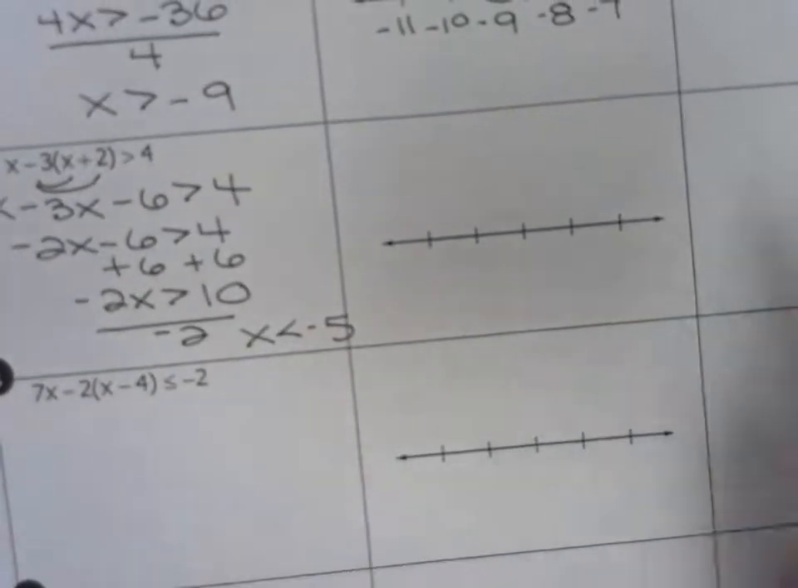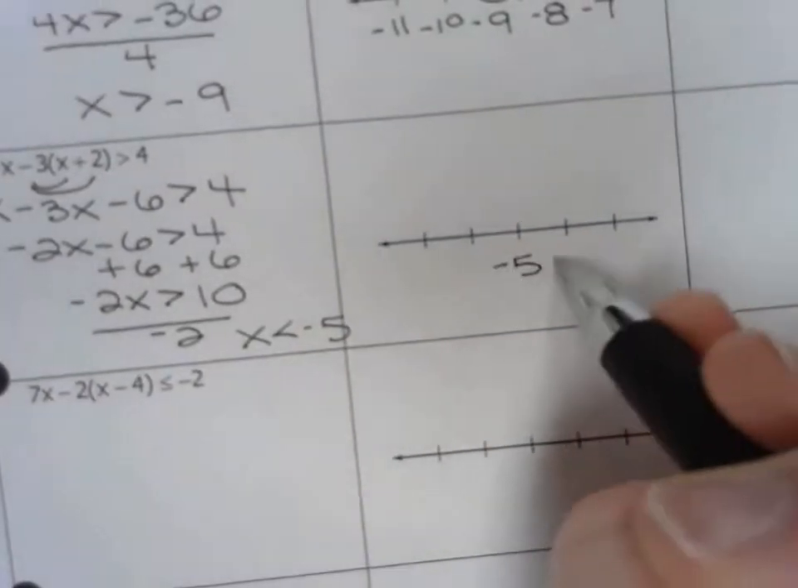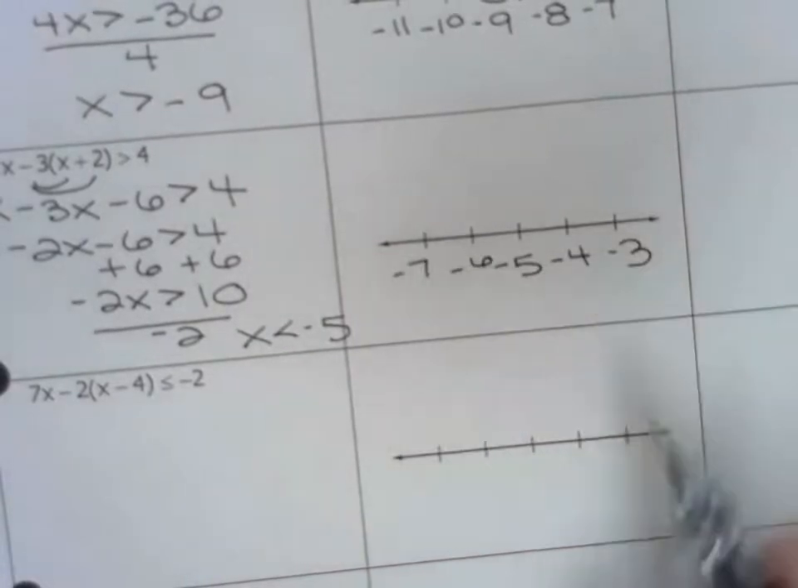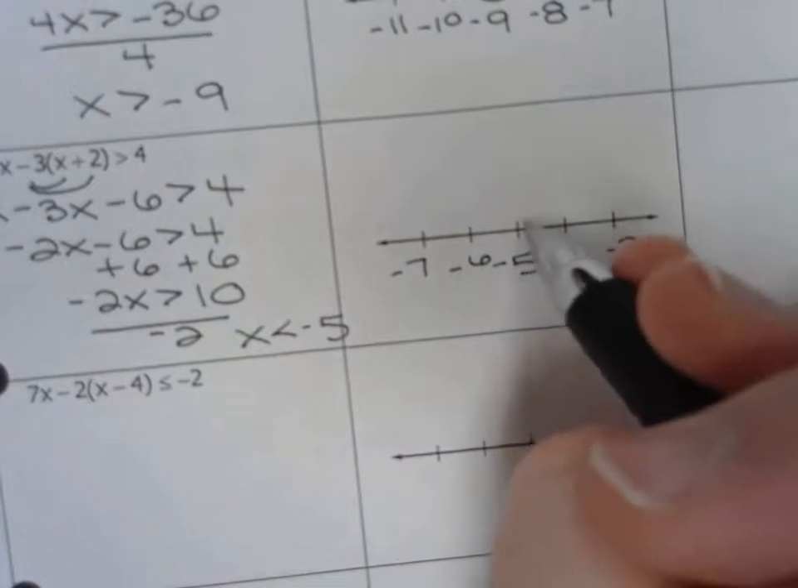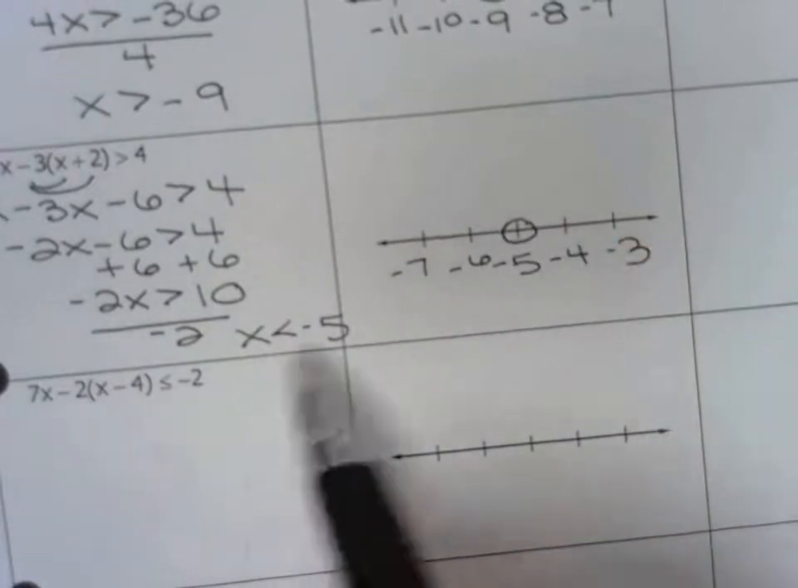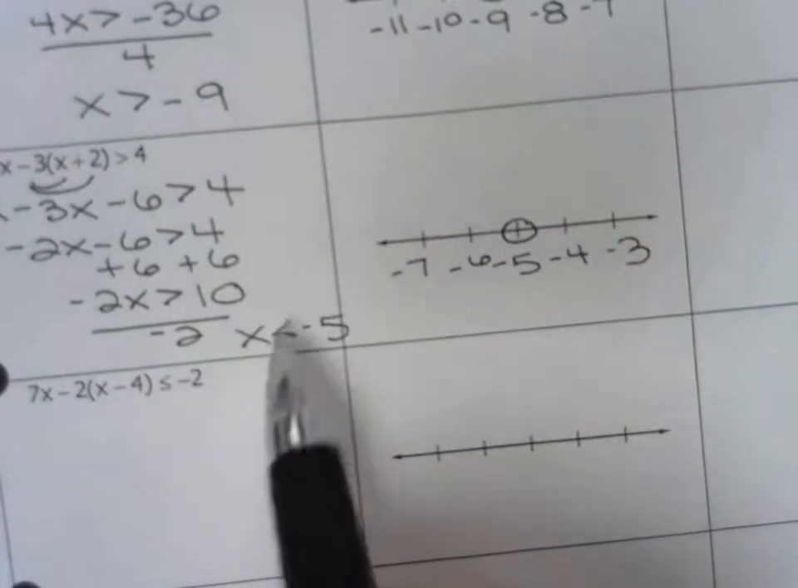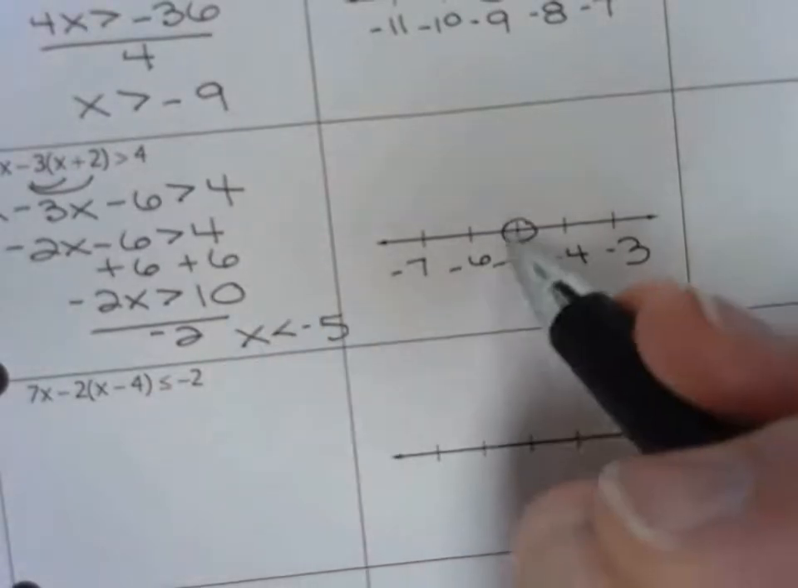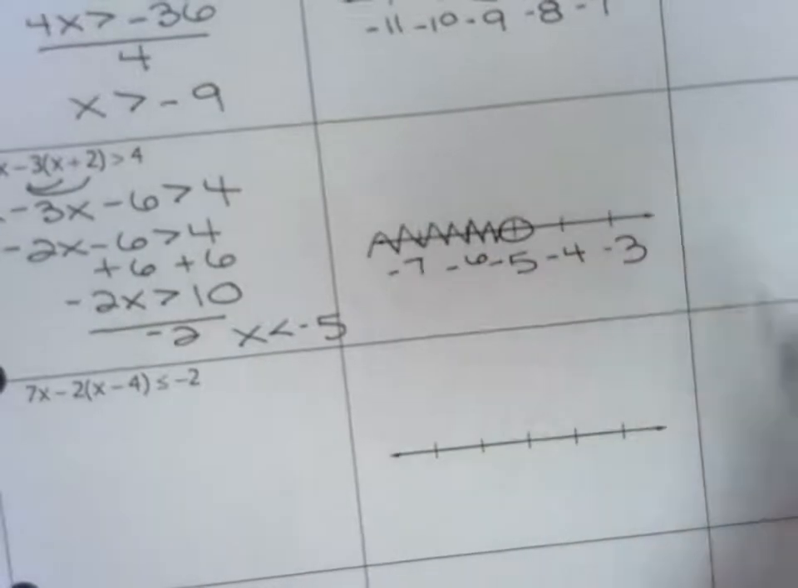X is less than negative 5, so negative 5, negative 4, negative 3, negative 6, and negative 7. It's an open circle at negative 5 because it's not equal to, it's just less than. So open circle, x is less than, always read the variable first, x is less than, so you shade to the left.